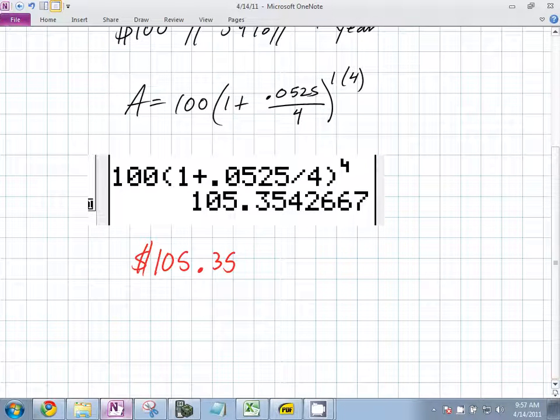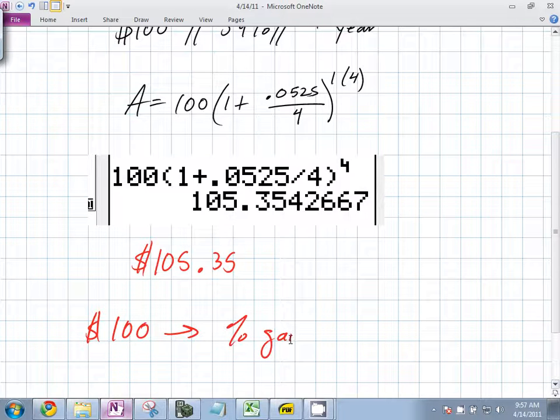What was the percentage gain overall? What did you start with? You had $100, and it turned into $105. So what was the percentage gain? 5 point what? 35. Let's go to 3 decimal places: 5.354%. So 5.25% compounded quarterly turns into what effective interest rate?